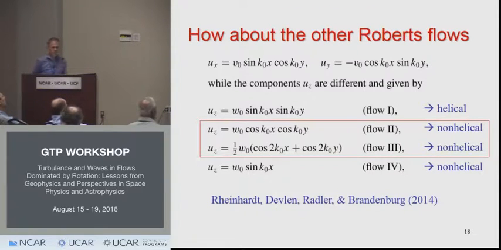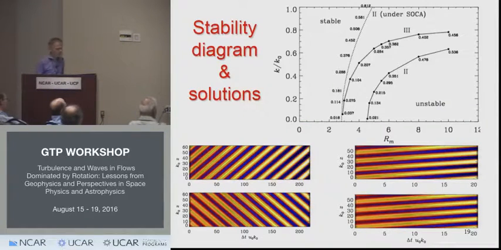So what about the other Roberts flow examples, Roberts flow 2 and 3? It turns out, and this is all results in a paper with Matthias Reinhardt, April Devlin, and Karl-Heinz Rädler, that in these two cases, the turbulent diffusivity is positive. So what is now the answer? How can we have large-scale dynamo action? We know very clearly we do have large-scale dynamo action in these flows.